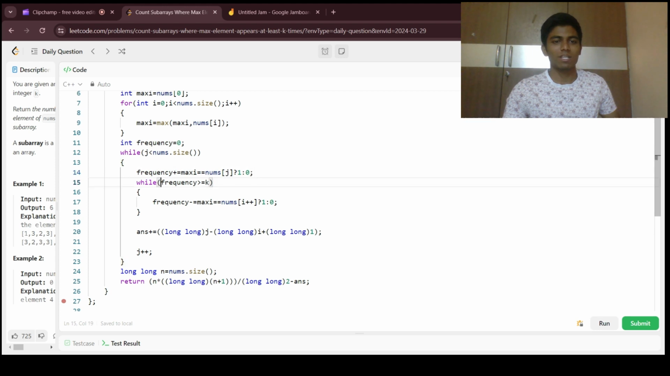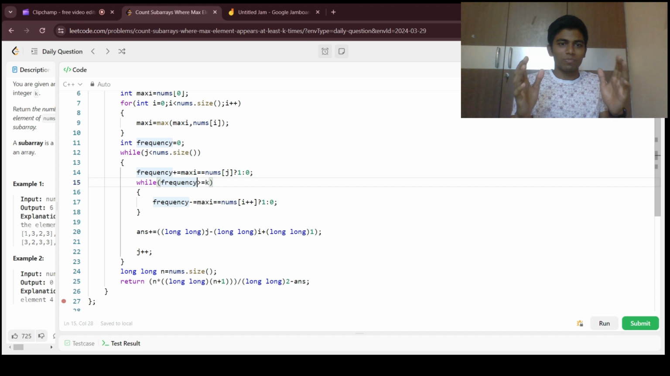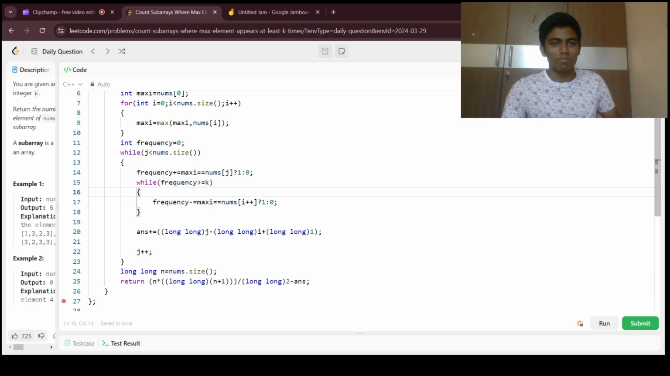And whenever the frequency is greater than or equal to k, then we need to reduce the window. Let us think this is the sliding window. Now I have the frequency greater than or equal to k. That means we are going to reduce this starting point, so that we reduce the frequency and get back to the frequency where it is less than k. So whenever it is greater than or equal to k, we move the left pointer and reduce the frequency.